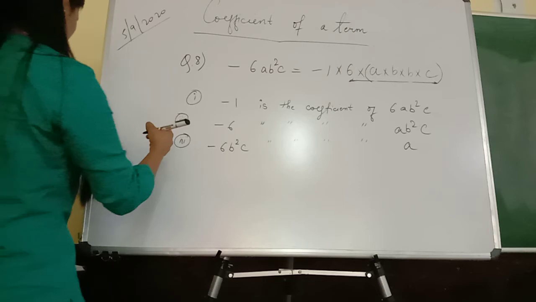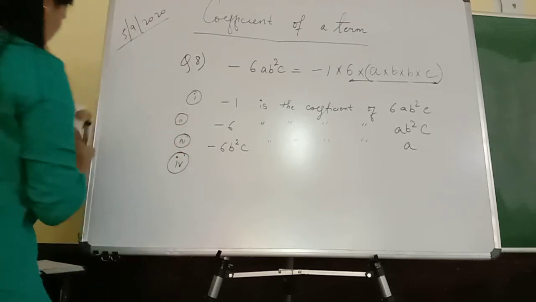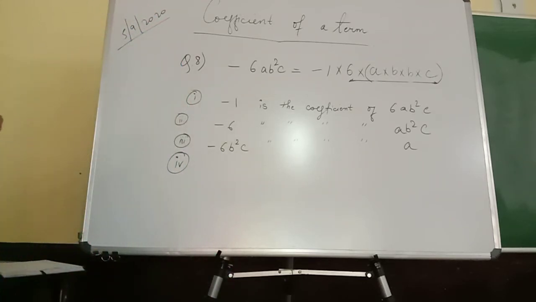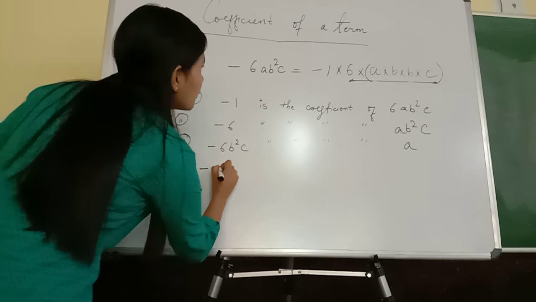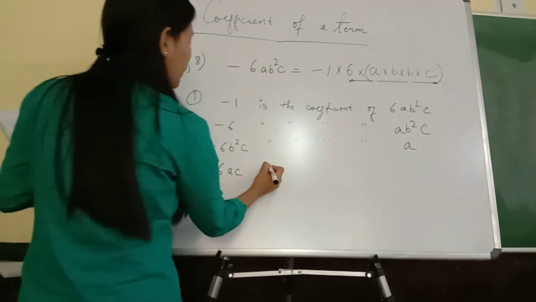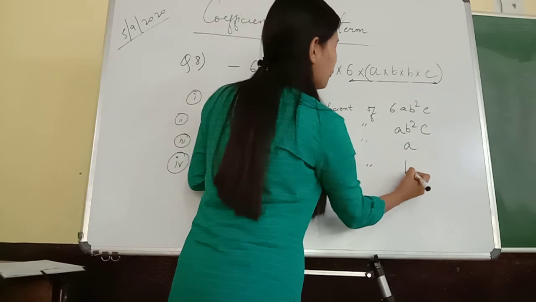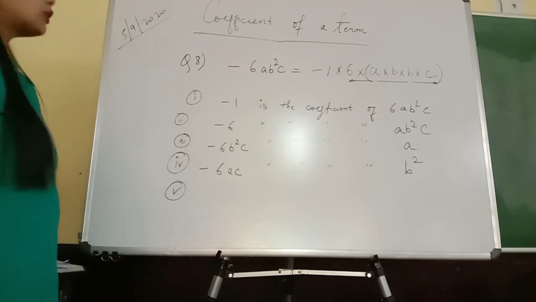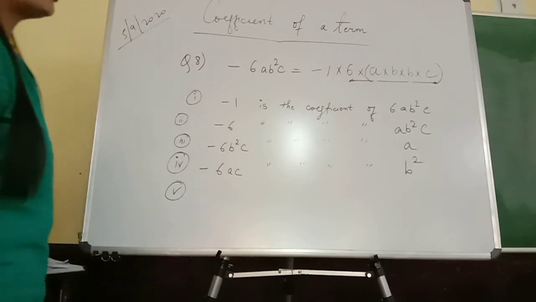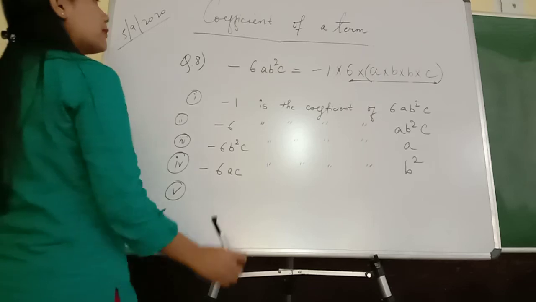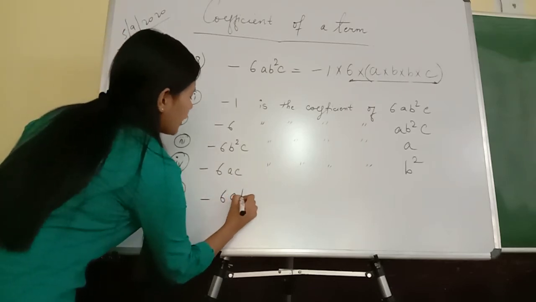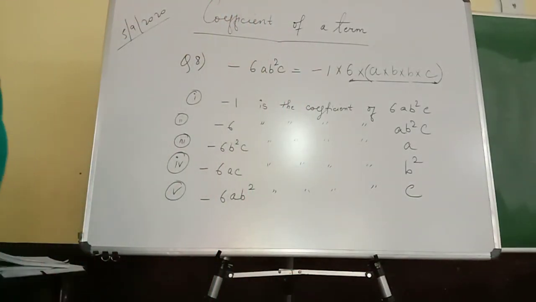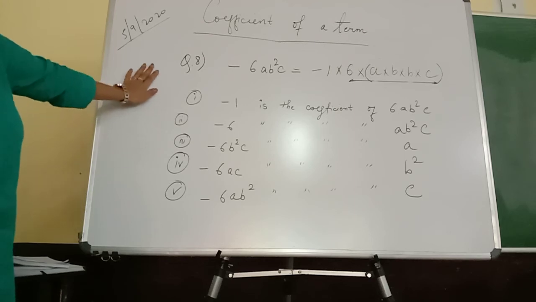Same way, let us find the coefficient of b square. They are just talking about b square, so the factors left are minus 6ac. So minus 6ac is the coefficient of b square. And in question number 5, they are asking the coefficient of C. What is left? The factors left are minus 6ab square. So this is the coefficient of C. So this is all about the coefficient of a term.